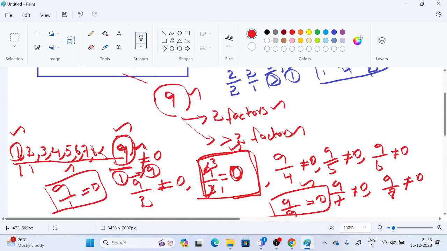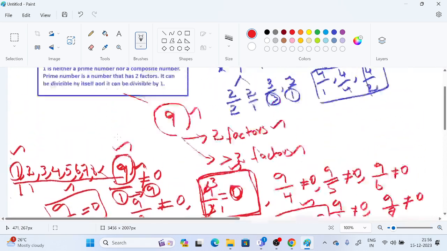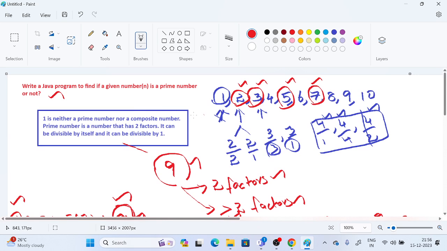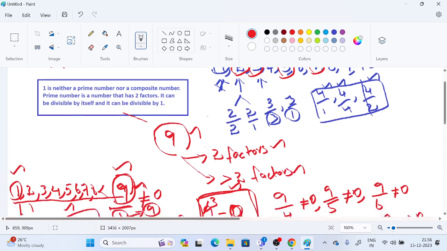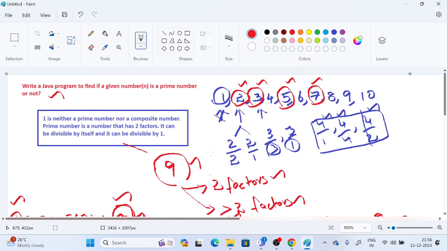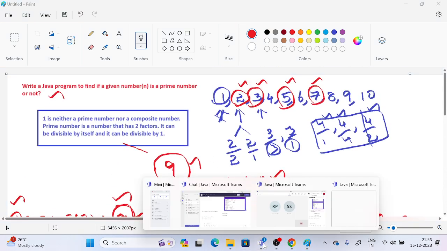Right? Just type yes in the chat box if you have understood the logic. We will think about the program later. Just type yes in the chat box.